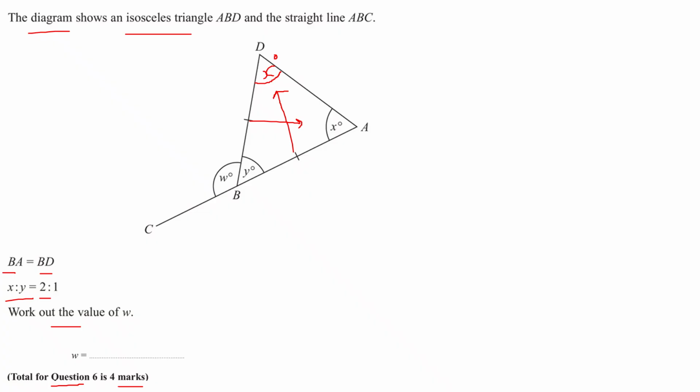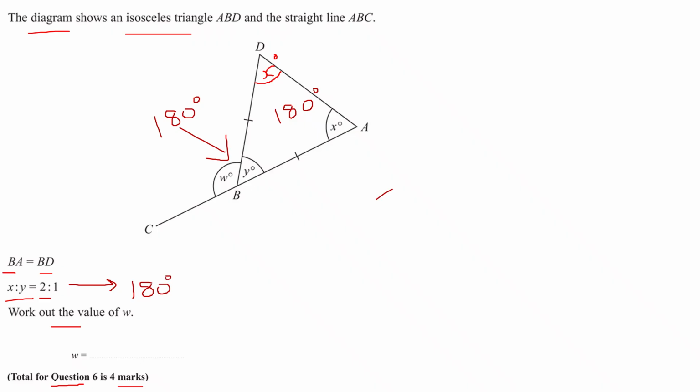What next? Well, we know that angles in a triangle add to make 180 degrees, and also angles in a straight line add to make 180 degrees. That's going to be important later. But how do we work out the value of x and y first? The ratio of x to y is 2 to 1, so angle x is double y. Angles in triangles add to make 180, so I'm going to share 180 degrees in the ratio 2 to 1.